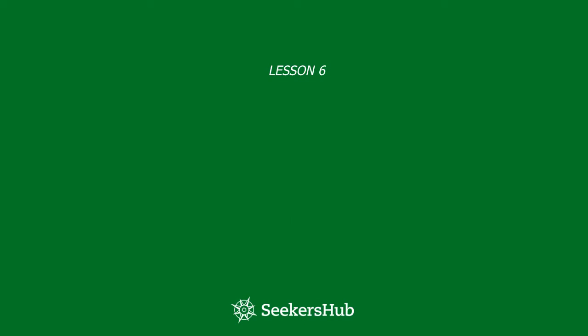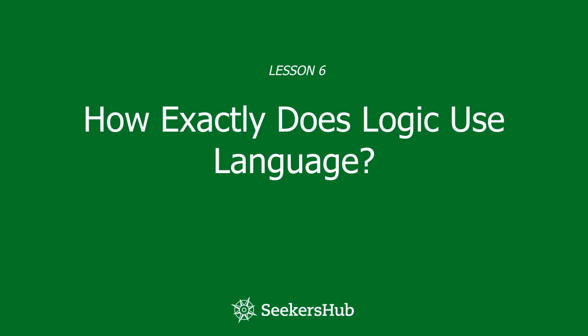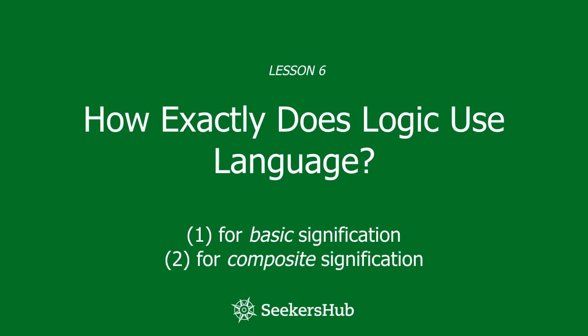In the previous lesson, we saw that if someone wants to do logic with someone else, then they need language. In this lesson, we're going to learn how exactly a logician who wants to do logic with somebody else uses language. And we'll see that he uses language in one of two ways. He uses language either for what logicians call basic signification or for what they call composite signification.